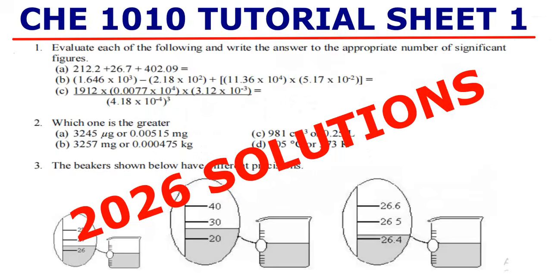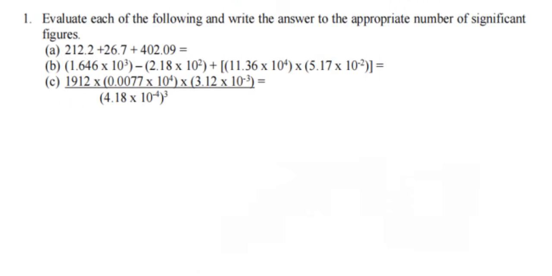Let's start with the first question. We are told to evaluate each of the following and write the answer to the appropriate number of significant figures. So for A, they've given us those figures. Now we are adding all those numbers.